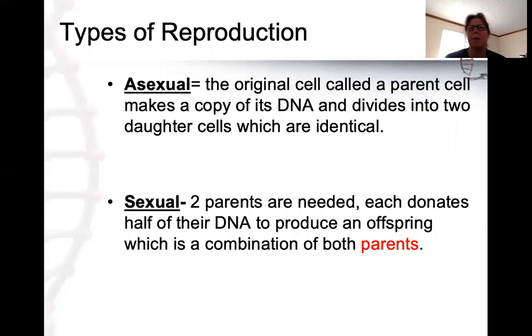There are two types of reproduction. We're going to do both. We're going to talk about asexual and sexual. Asexual is where the original cell divides and makes a copy of its own DNA and then forms two identical daughter cells, versus sexual, which is where you need two parents and each parental cell is going to donate half of its DNA, in which then we will get an offspring that is a combination of both parents.